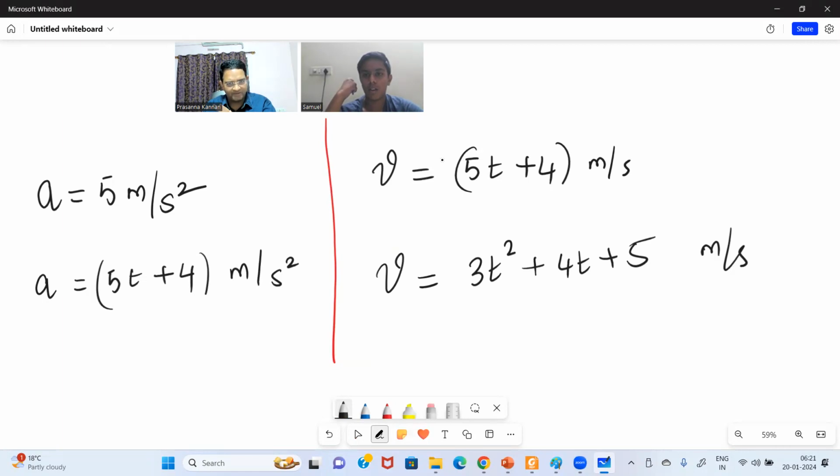Velocity depends on time, that is correct. And acceleration is not a constant, it also changes with time. So it is non-uniform accelerated motion. Very good. This is what we have seen so far.